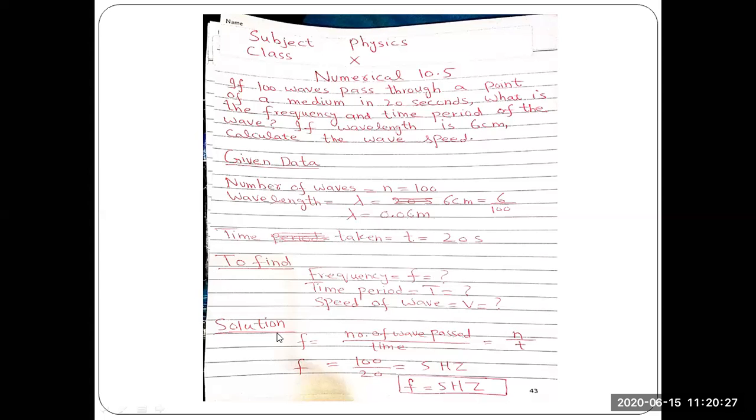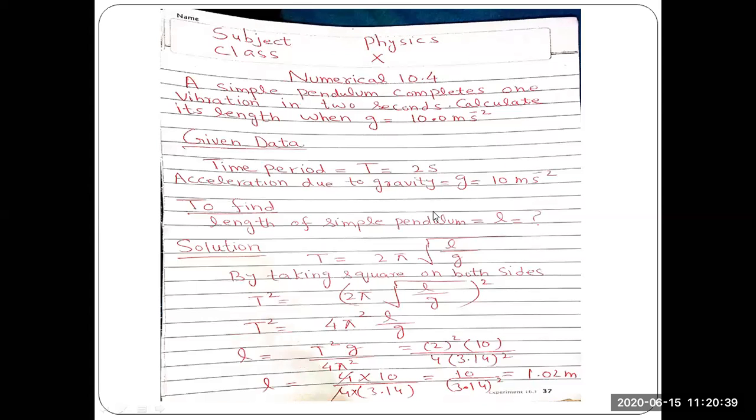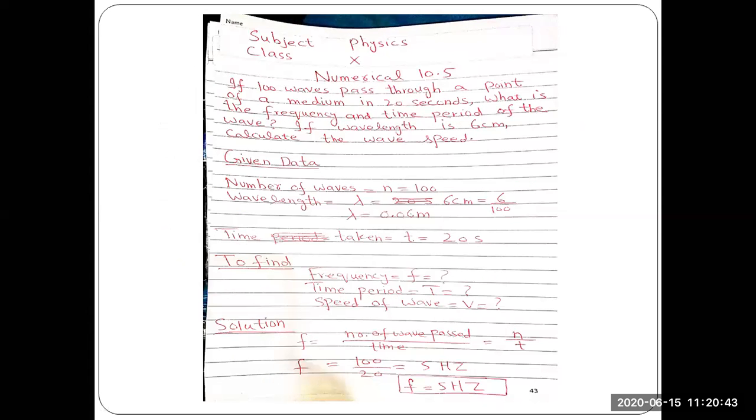The formula for frequency is the number of waves passed divided by time, f equals n divided by t. So n is 100 and time is 20. If I cancel this out, we get 5 hertz. The unit of frequency is hertz.